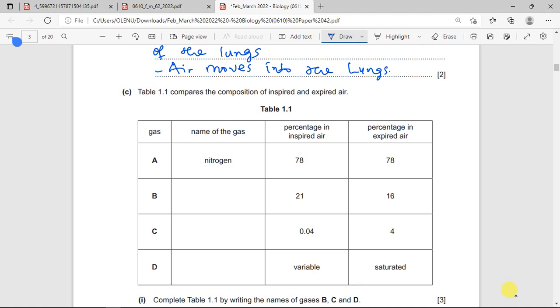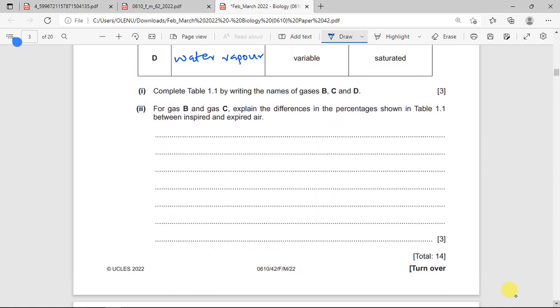Now, they said table 1.1 compares the composition of inspired and expired air. Obviously, it's nitrogen. This should be oxygen because air has 21% oxygen. Then this is carbon dioxide. And variable and saturated, that's water vapor. So the next question is to complete the table, which we've done.